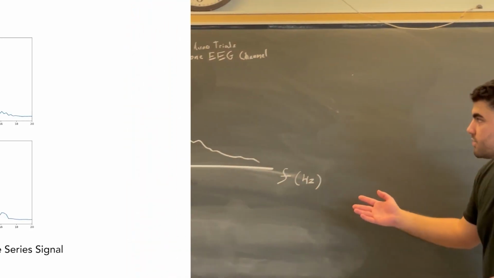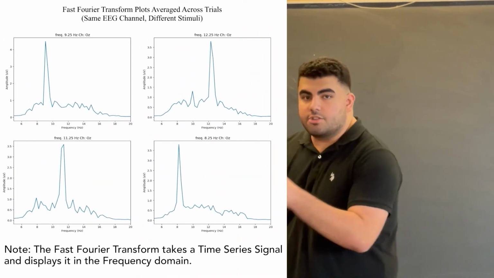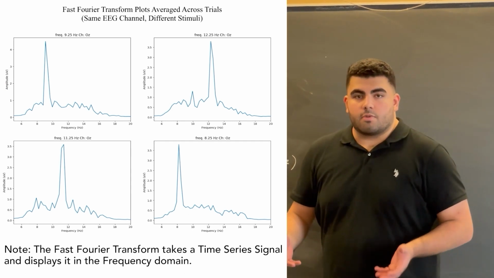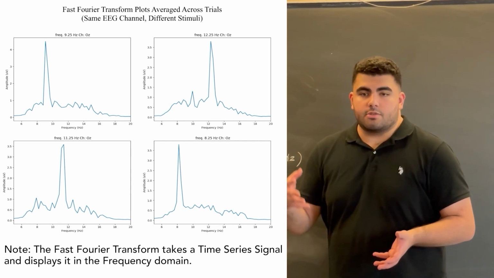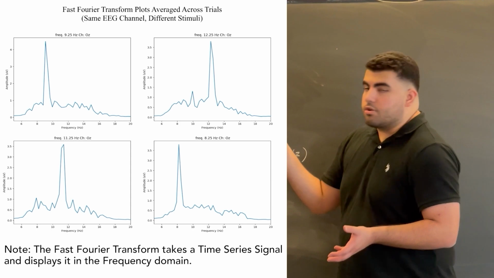One of the other ways we visualize this is by taking each channel, getting the fast Fourier transform plot of each channel's response to a stimuli, and getting the average of that across trials.